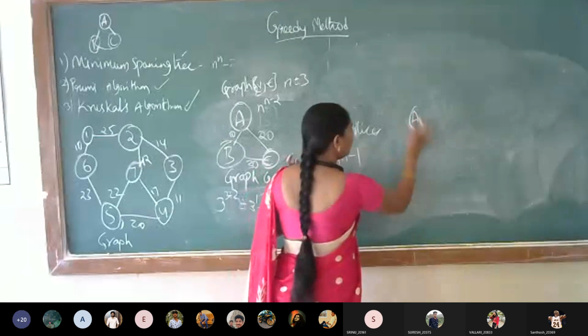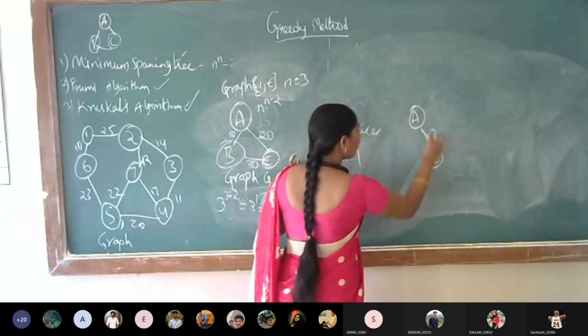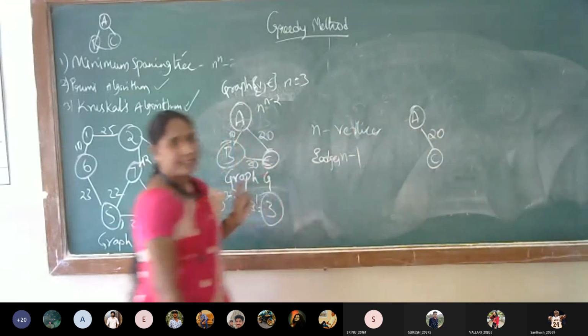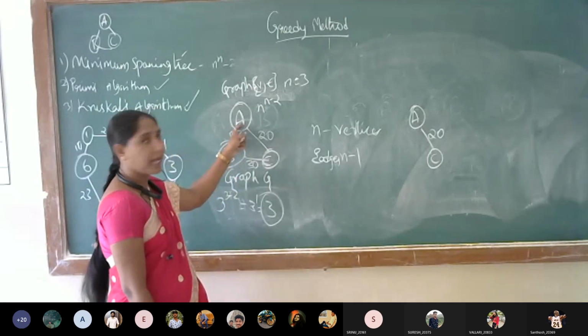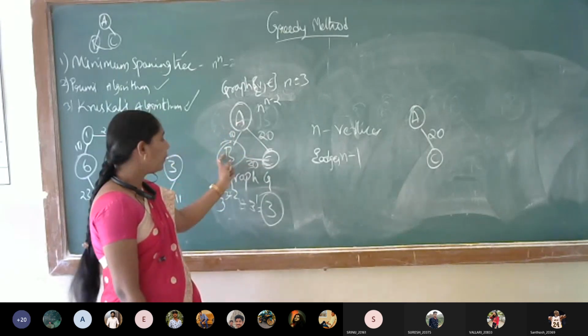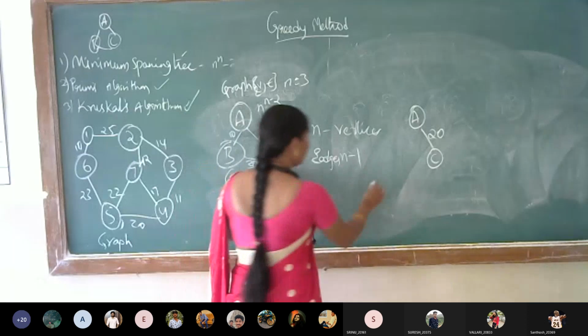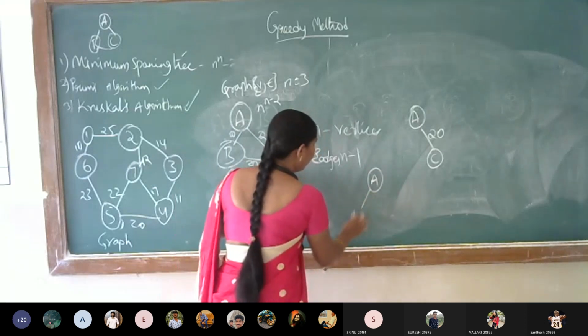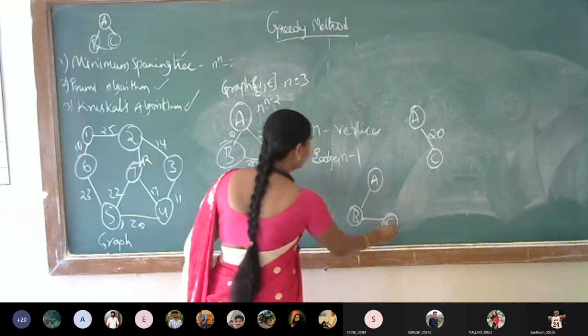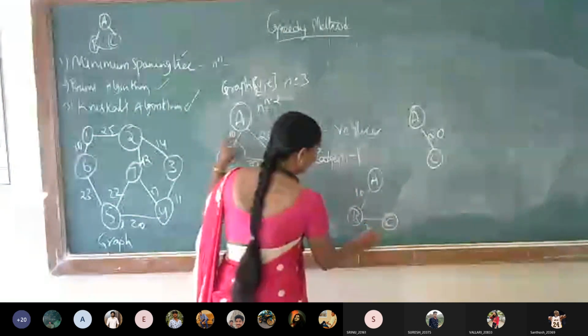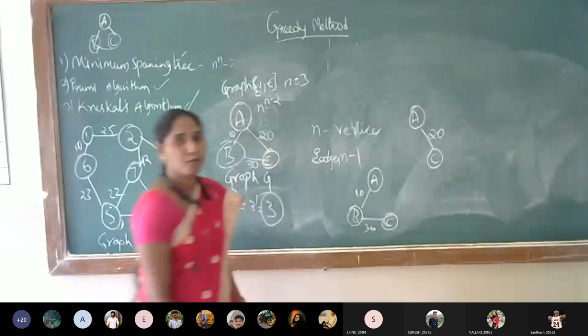Directly from A to C, the cost is nothing but what? 20. Okay, and second thing, I can visit from A to C in another direction as A to B and then A to C. A to B and then B to C. So what is the cost I am getting? 10 and 30. So here it is 40.